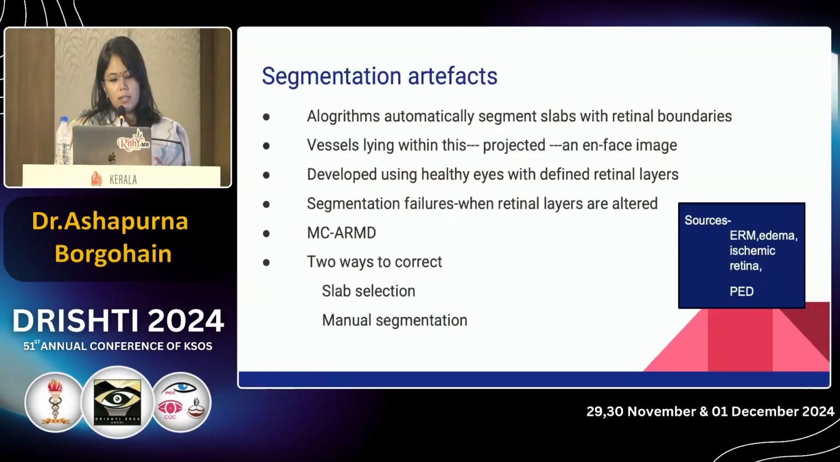So the OCTA algorithms automatically segment slabs with definite retinal boundaries, and the vessels within that are projected as an en-face image. But these were developed using healthy eyes with defined retinal layers. And segmentation failures can be seen if these retinal layers are altered, like in ERM, edema, ischemic retina, or PED. But we can correct it in two ways, either by slab selection or by manual segmentation.